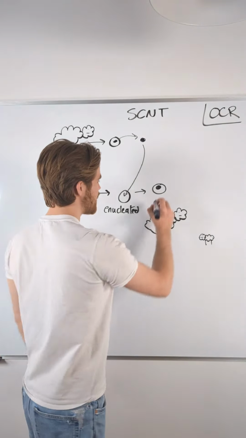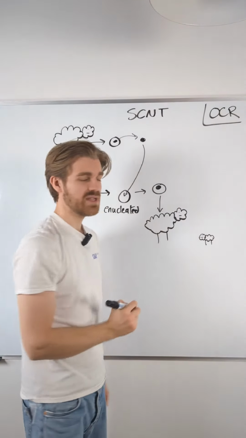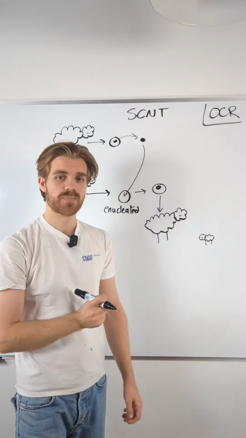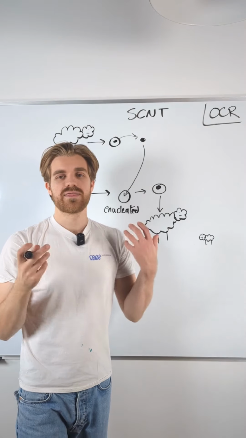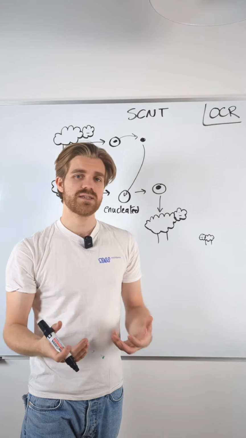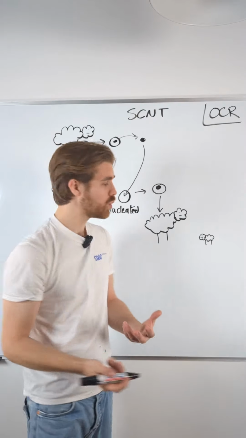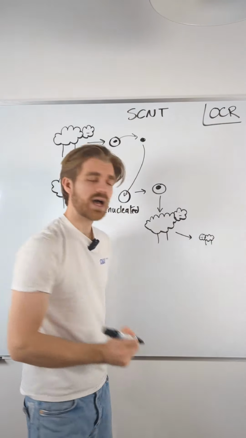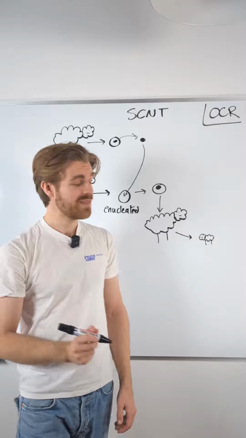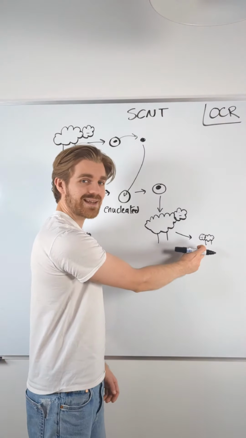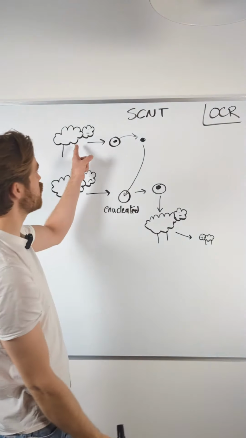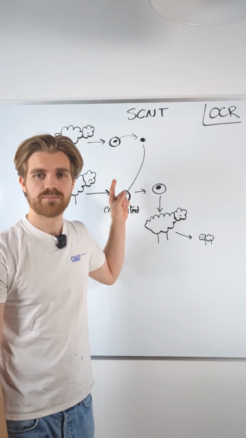This cloned cell is then going to be implanted into the surrogate sheep. Inside the surrogate sheep, that will develop into an embryo and into a fetus, and eventually the surrogate sheep will give birth to a little baby lamb. And this little baby lamb will be genetically identical to the original cloned parent.